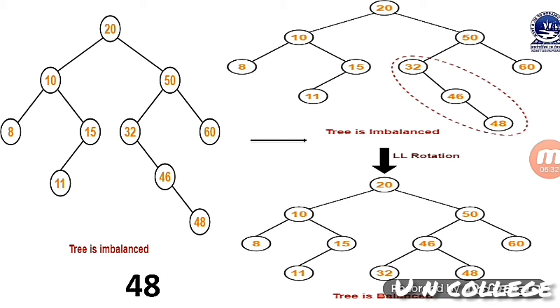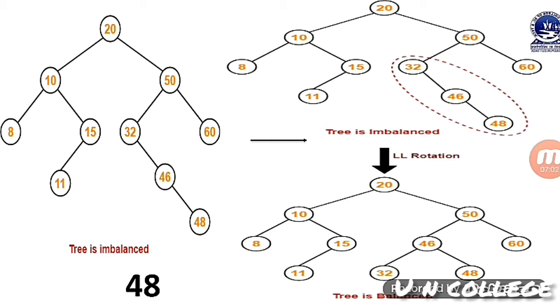Here we start from the leaf. The balancing factor of 32 is 0, of 48 is 0, of 46 is also 0, and of 50 is 1 because it has one level extra on the left side in comparison to the right side. Then the balancing factor of 20 is 0 because it has the left subtree and right subtree at the same level.